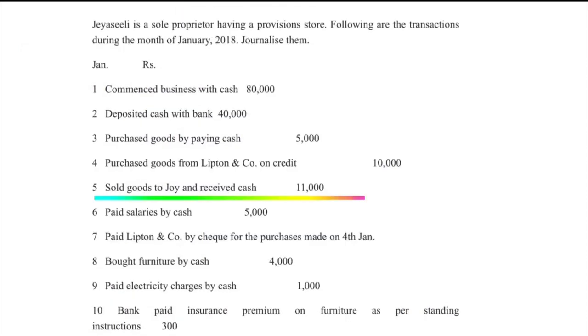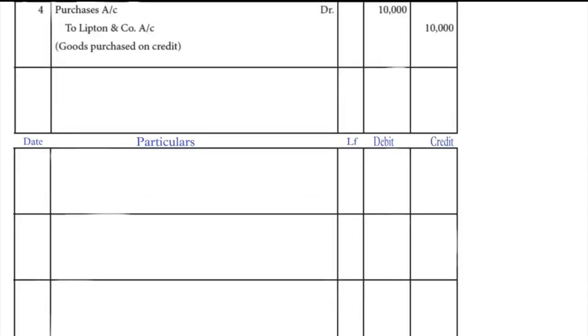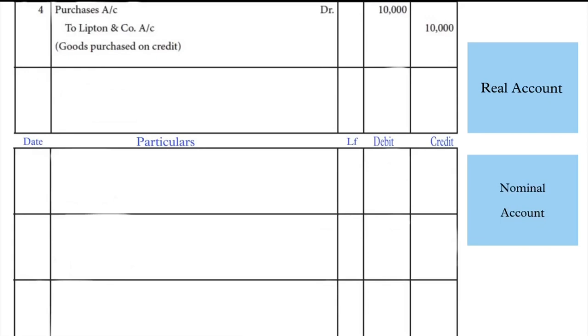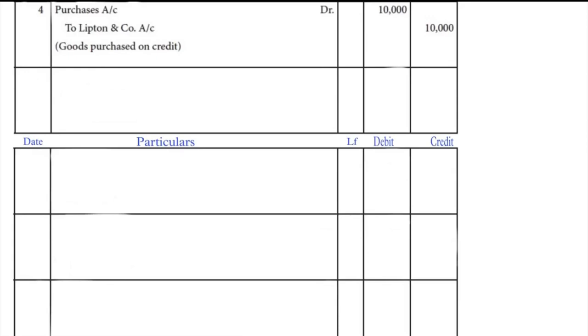The fifth transaction is that we sold goods to Joy and received cash 11,000. The accounts affected here are a real account and a nominal account, so we debit what comes in and credit our income. So the entry we pass is cash account debit to sales account, being cash sales made.